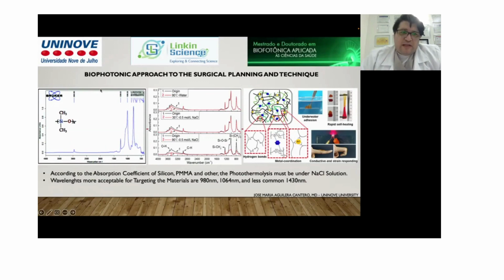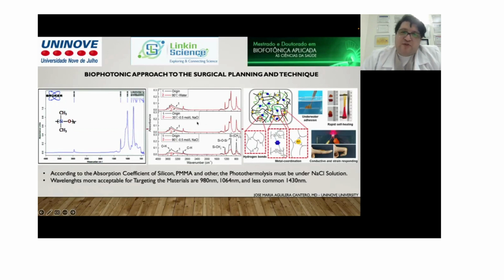That's why this is the way that we plan the surgery. We see this graphic, which is the wavelength versus the absorbance. We can see at the line of the 980 nanometers and 1064 nanometers, we have a peak of absorbance. And we can see also that we use saline solution at 30 degrees. We have a very high peak of absorption.